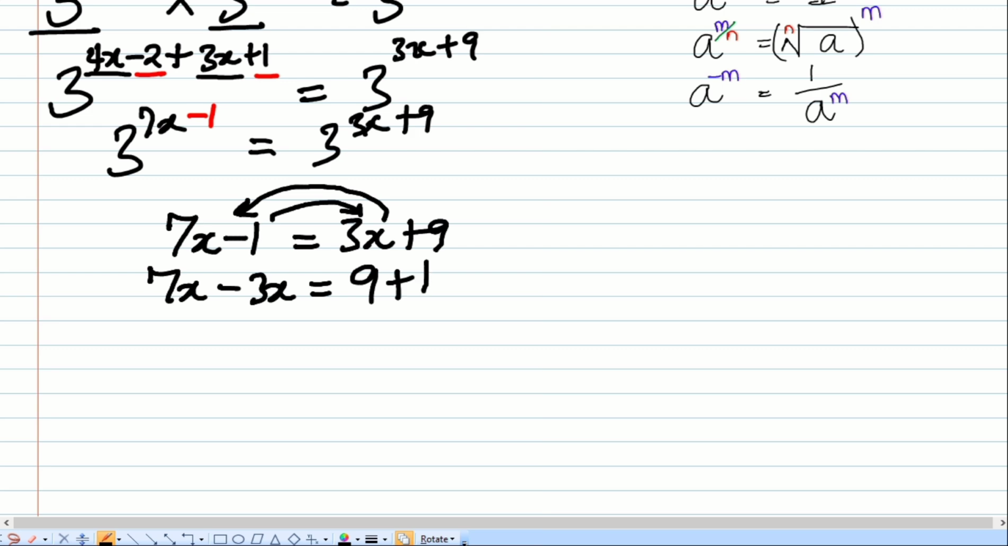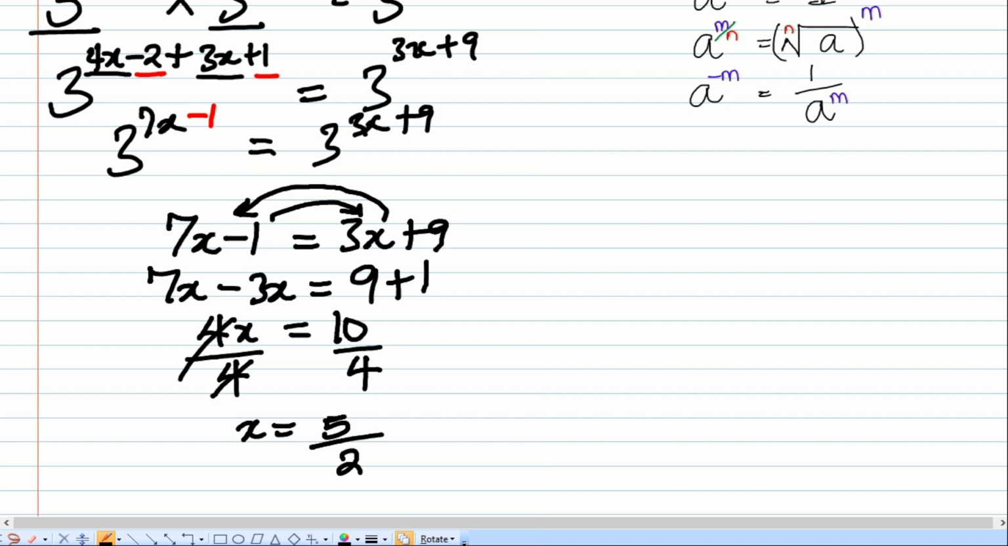So 7x minus 3x is 4x. So we have 4x equal to 10. So just divide both sides by 4 to get the final value. X is equal to 2 into 10 is 5, 2 into 4 is 2. So we have 5 over 2, but since it's not a proper fraction, we can write it as 2 whole number 1 over 2. So that will be the value of x for this question.